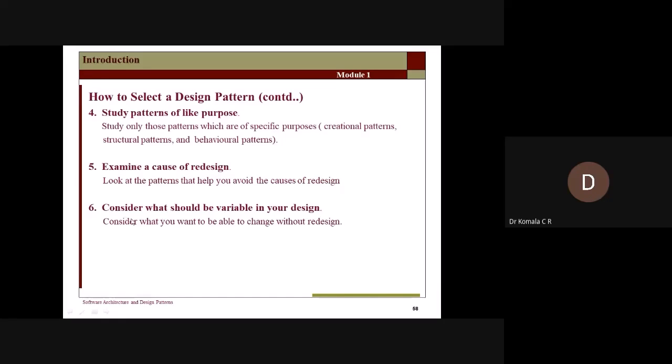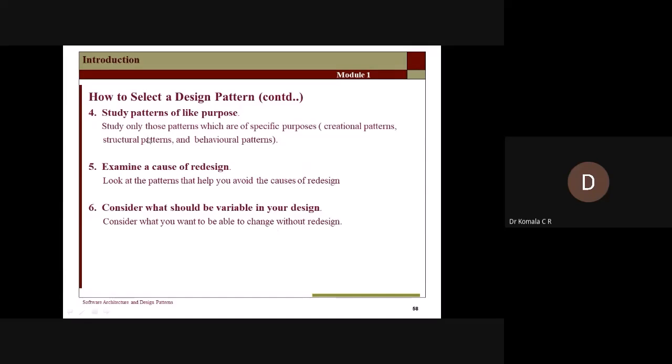Next we have the 6th one. Consider what should be variable in your design. That means consider what you want to be able to change without redesign. Without going for redesign, what is that variable you can change? What are the variable types you go for? Or what is the instance variable, the data types you are going to use, and what is the data you are going to change, the return types. All this information should be known while selecting a design pattern.